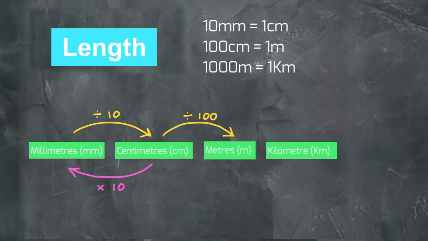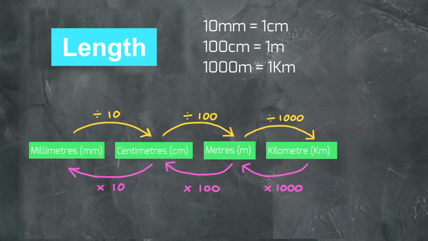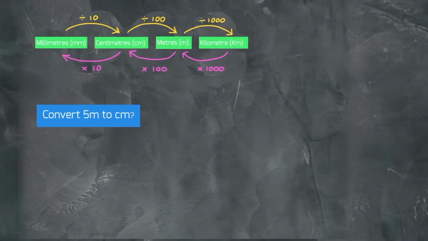To convert metres to centimetres, we multiply by 100. To convert metres to kilometres, we divide by 1000 as there are 1000 metres in 1 kilometre. To convert kilometres to metres, we multiply by 1000. So if I were asked to convert 5 metres to centimetres, I would multiply by 100.